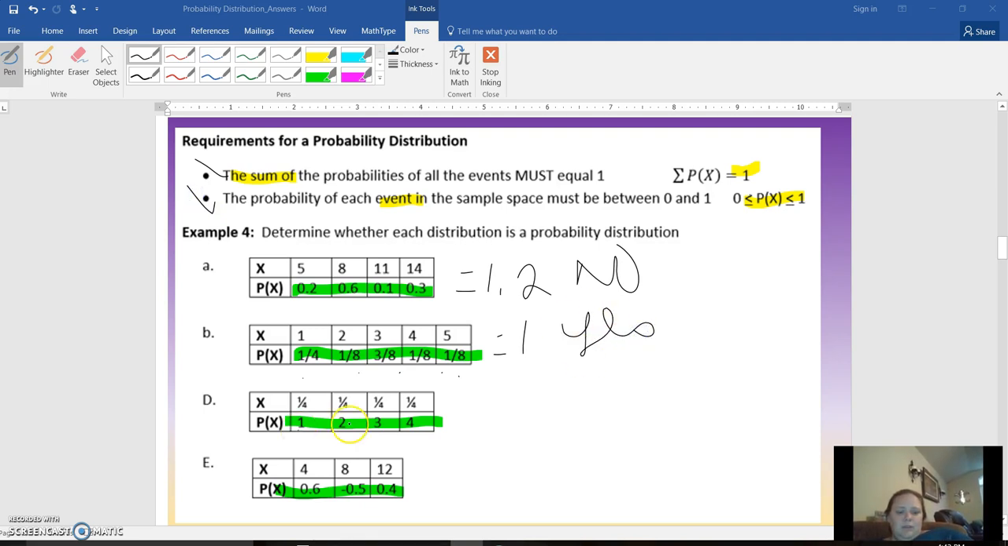All right, then we have 1 plus 2 plus 3 plus 4. That does not equal 1, so it fails right there. And then 0.6 plus negative 0.5 plus 0.4 equals 1, but this negative 0.5 is not between 0 and 1. So it fails right there, so this is also a no.